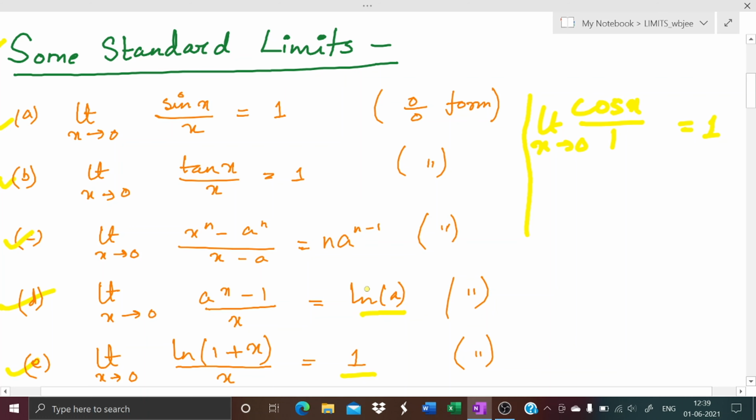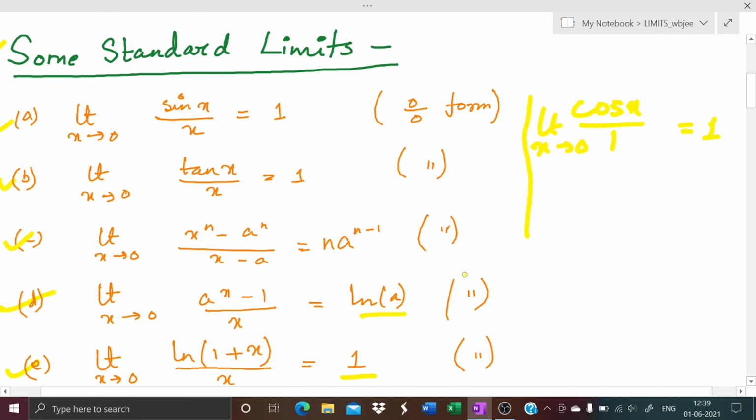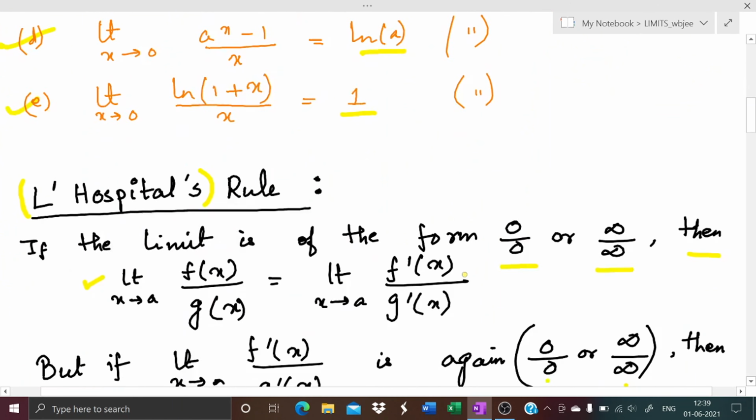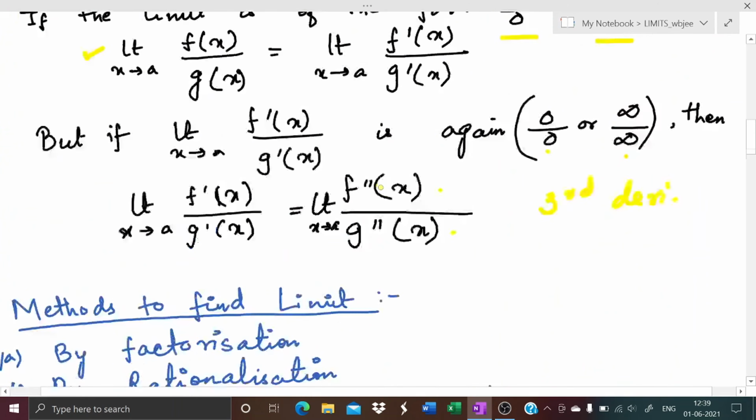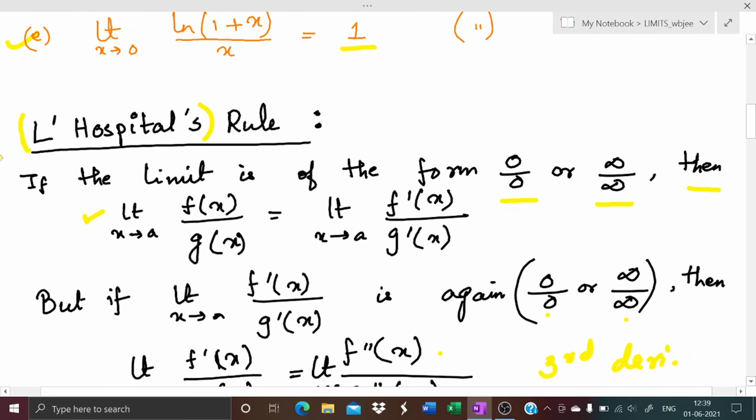Similarly, all the rest, since these are all 0 by 0 form, you can directly apply L'Hopital and find out the result. So even if you forget, you can use L'Hopital's. So this is a very, very important rule. Double star.